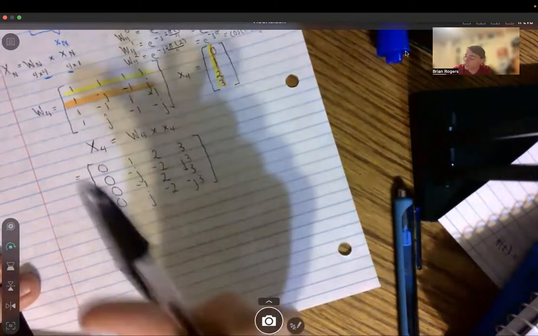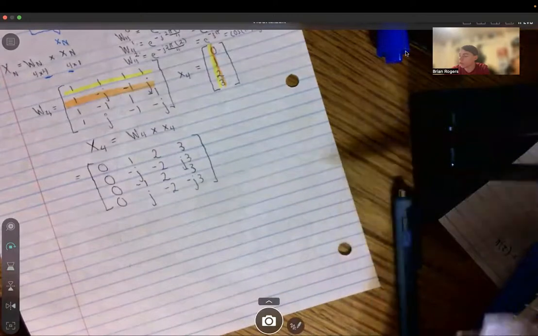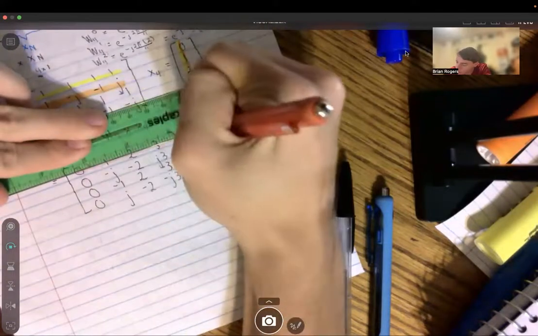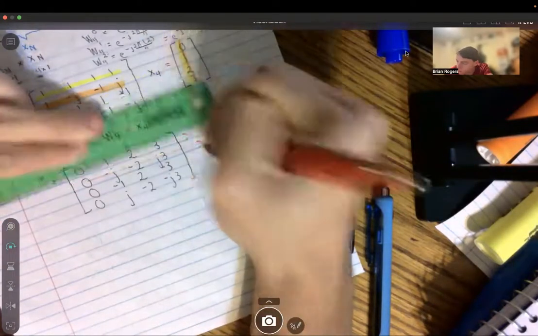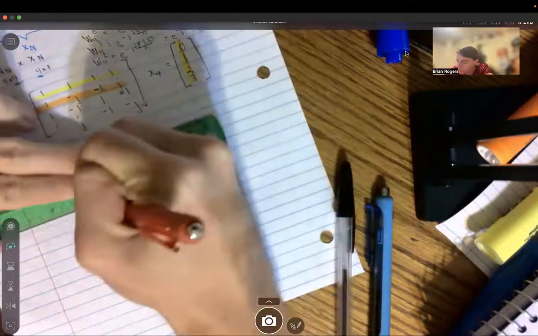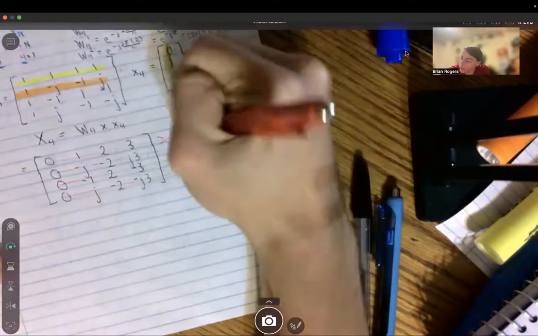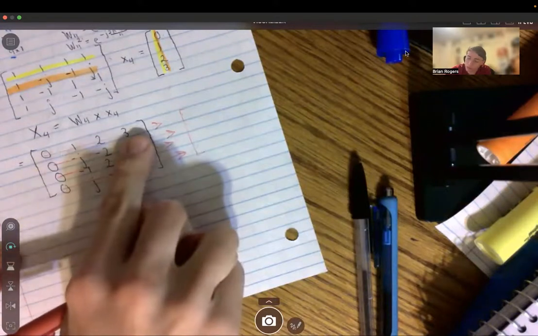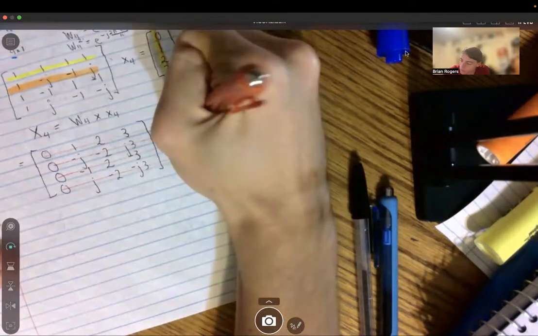Okay, now that you have those, you have to sum each row together. You'll go from left to right, so it's the summation here, here, here, and here. Then you'll sum them together. You'll add 0 plus 1 plus 2 plus 3. That's going to be 6.